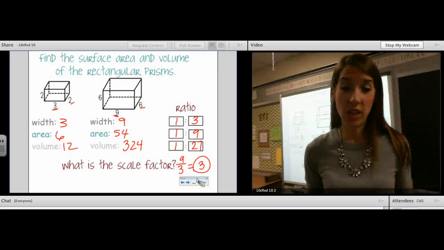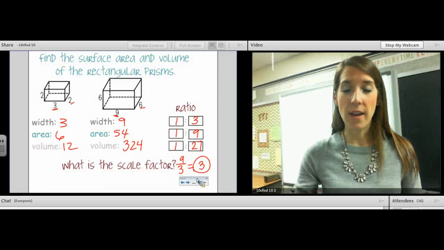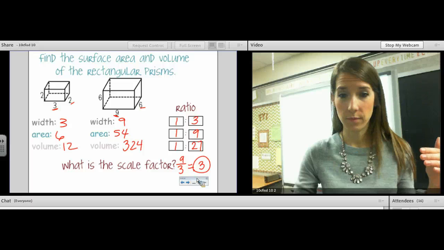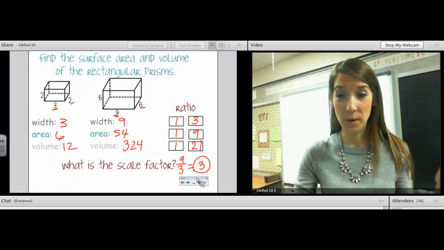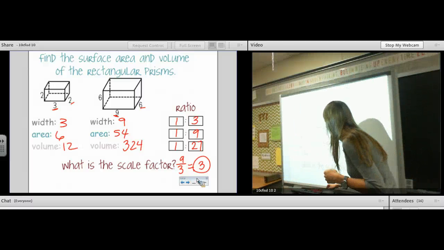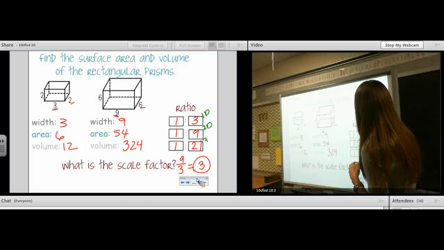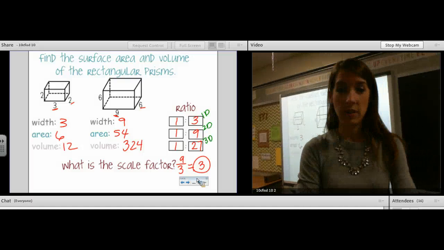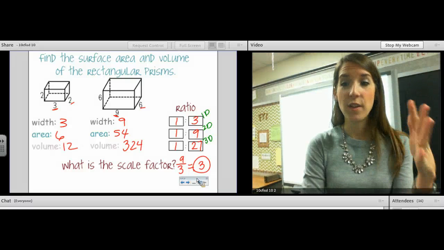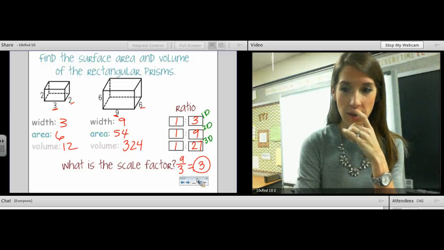So I want you to take a look at the scale factor. I know I'm going quickly, I'm sorry. Take a look at the scale factor and take a look at those 3 ratios. Do you notice anything? This is the 1D ratio, this is the 2D ratio, and this is the 3D ratio, because it's a length, it's an area, and it's a volume. There are multiples, okay? Does anyone else notice anything cool?